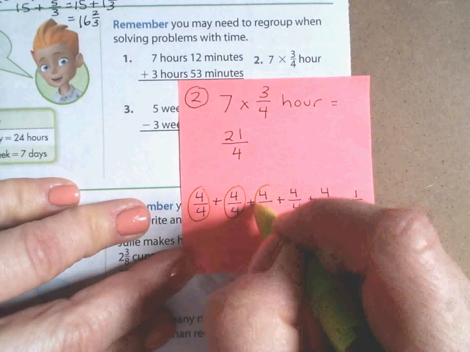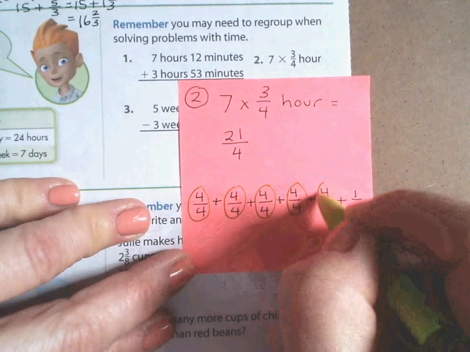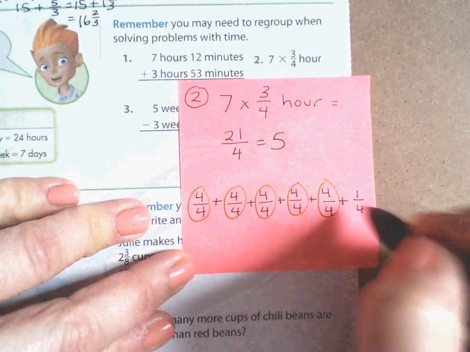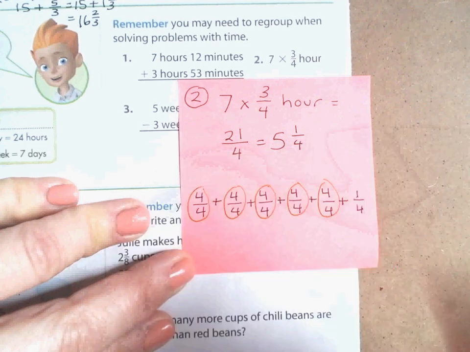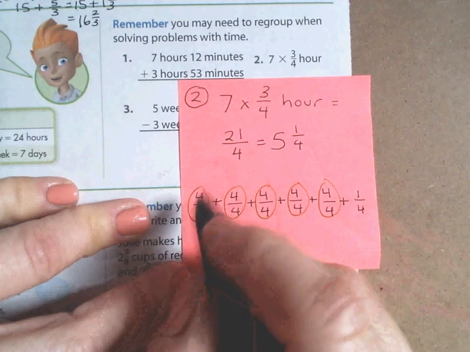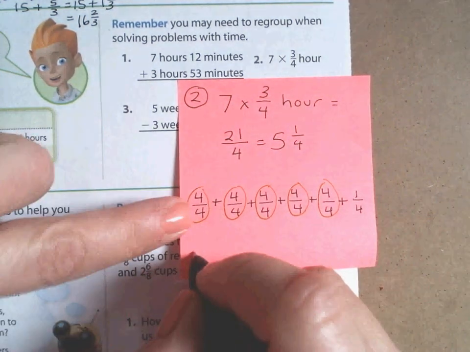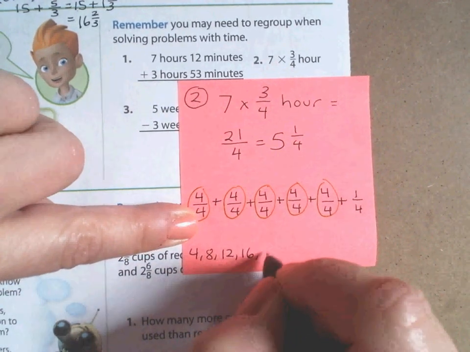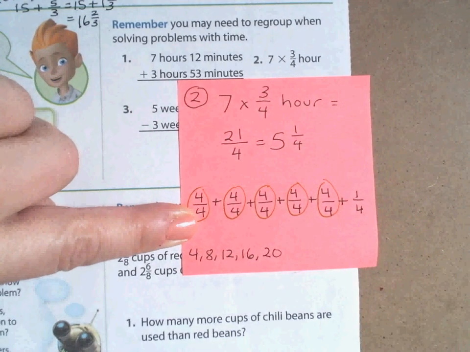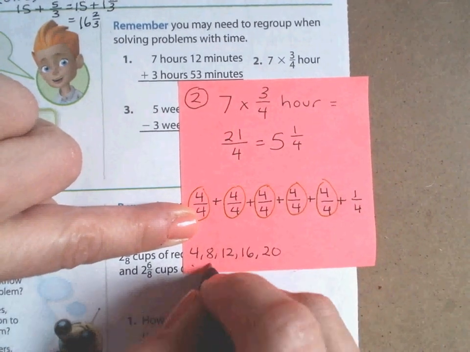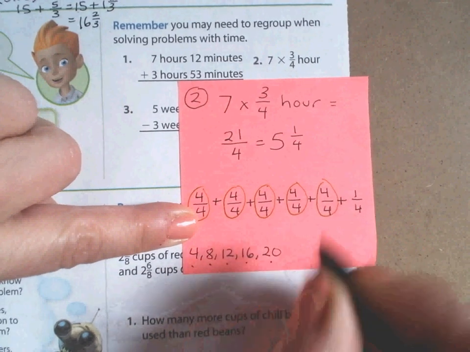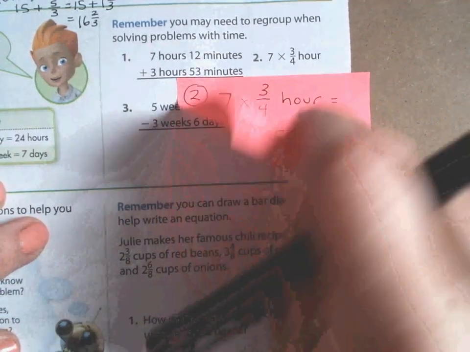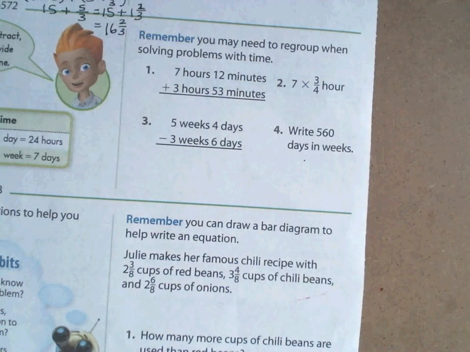So if I circle all my 1-wholes, I've got 1, 2, 3, 4, 5. So this would equal 5 and 1/4. And you may have also done that if I do my skip counting by my denominator. So if I have 4, 8, 12, 16, 20, that's as close as I can get, and I can see that that's 1, 2, 3, 4, 5. So that's where I get my whole number and the 1/4 left over.